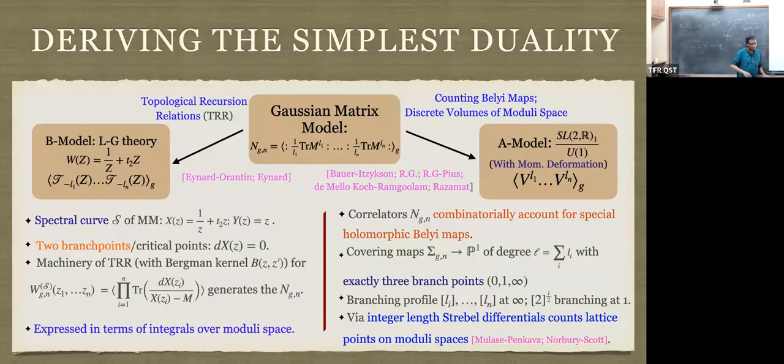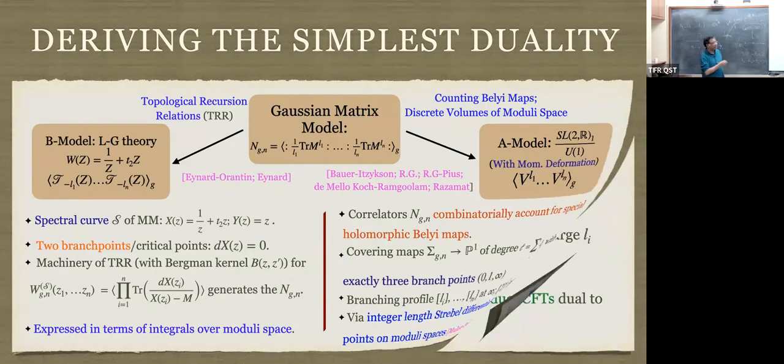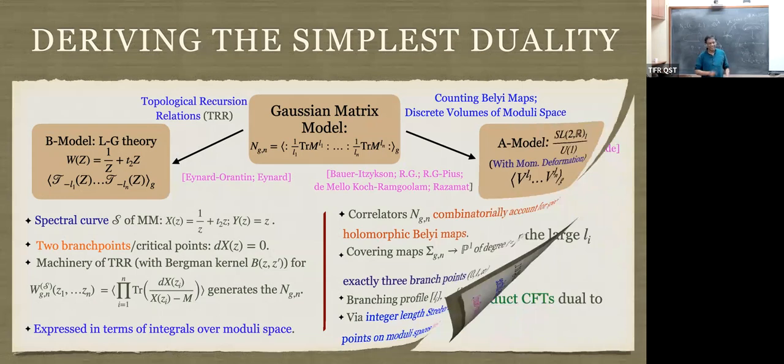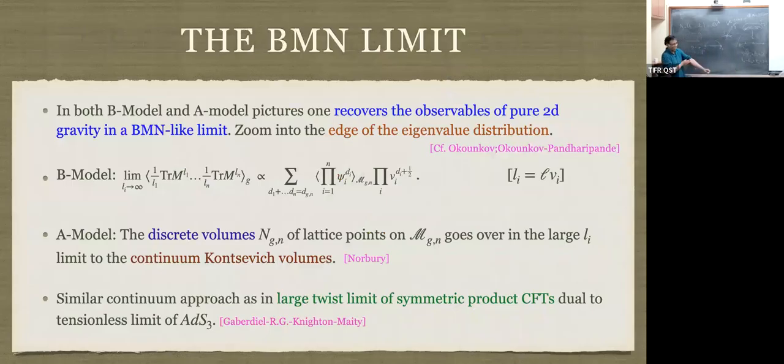You have some pictures. And so as I said, both in the B model and the A model, you can recover localization at points in moduli space, from the point of view of the underlying two-dimensional theory on the world sheet.